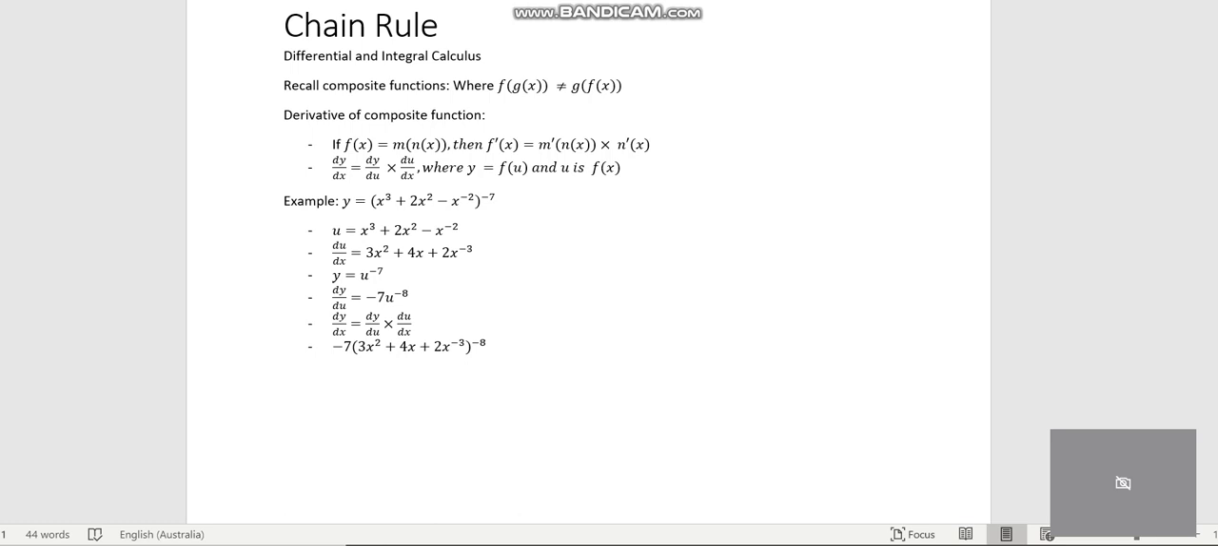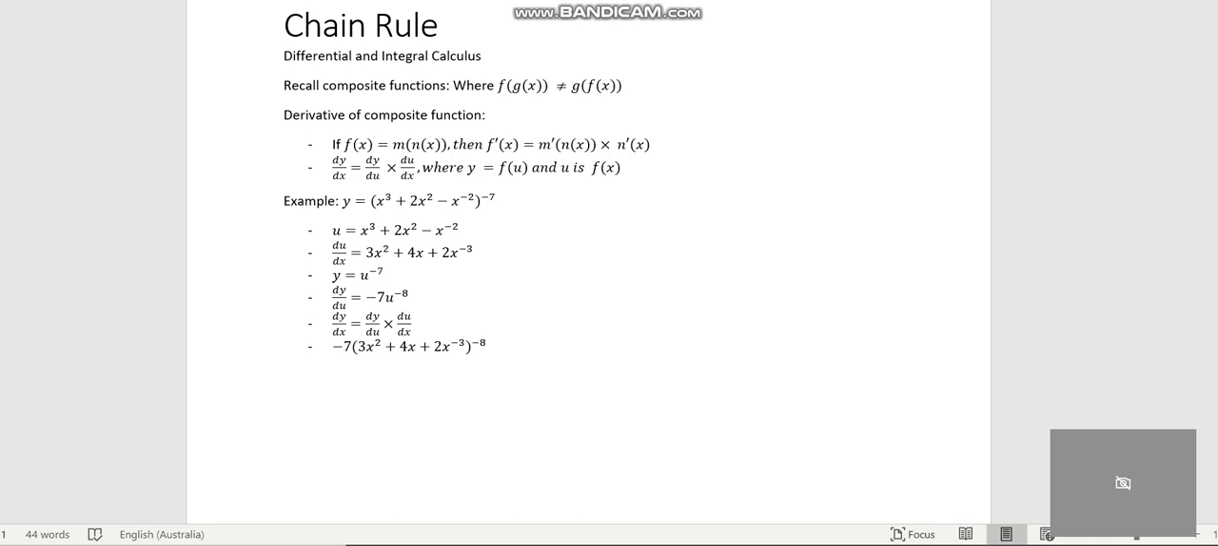The rule for the chain rule is that if you have f of x equals m of n of x, then f dash of x equals m dash of n of x multiplied by n dash of x. There's a proof as to how this chain rule works, but for the purposes of these videos it probably won't be necessary, so we're just going to skip over that. But if you're interested, you can quickly search up the chain rule, and I'm sure a proof will pop up somewhere.